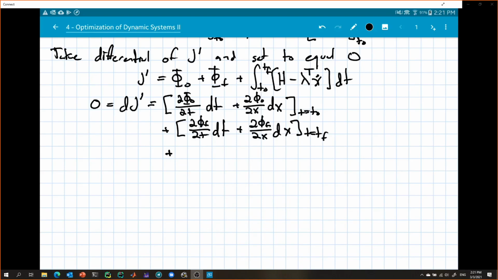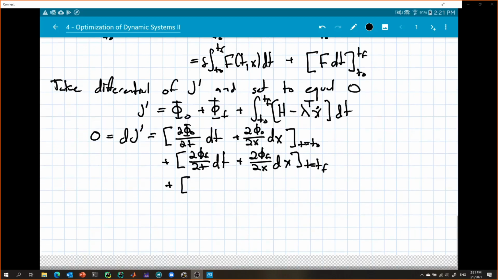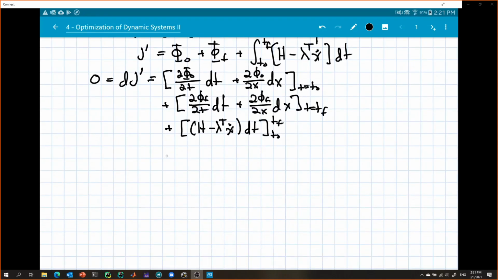And then this is where Leibniz rule comes in. So basically, when we take the differential of this term, we take what's inside and then we evaluate it here times the dt. So that's what this is going to be. And then we have everything that's in the integral. And then this looks exactly the same as what we did last week.